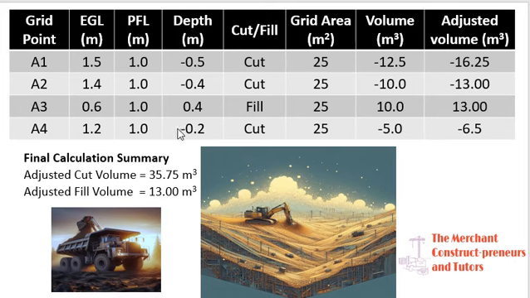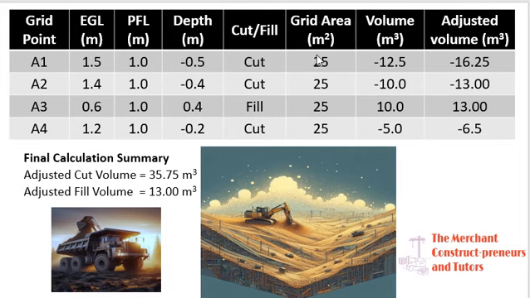So what this minus means is we are cutting, and the one that doesn't have any negative sign in front of it is where we are filling. So that is what the negative sign is. So we are cutting, we are filling. This existing ground level is already above what we are proposing, which is 1 meter. So we are cutting. You get?